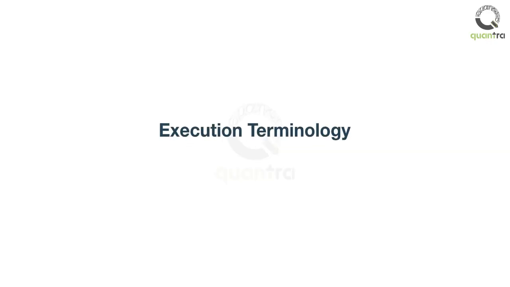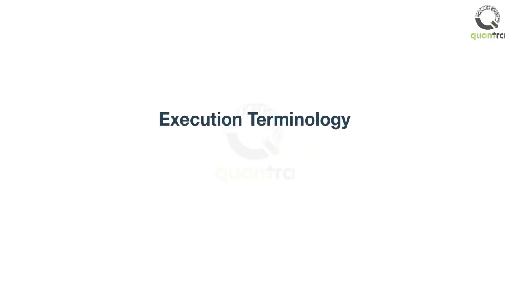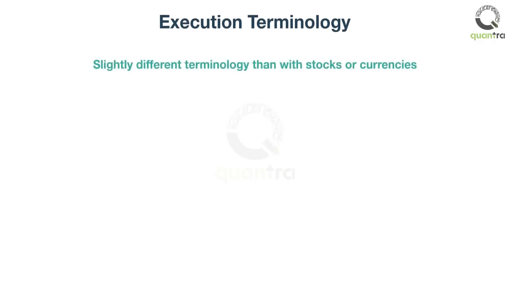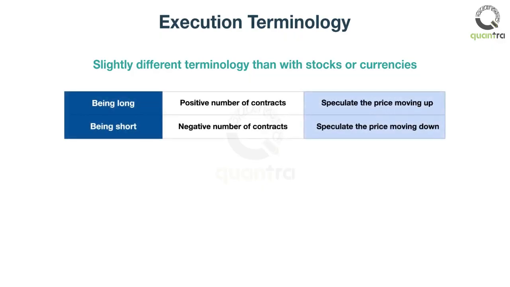Execution terminology. In the futures world, participants tend to use slightly different terminology than with stocks or currencies. In the case of placing trades, the reason for this is clarity, to avoid misunderstandings. Being long means to hold a net positive number of contracts, and thereby speculating on the price moving up. Being short would be the opposite, holding a negative amount of contracts and speculating on a decline. So far the terminology is the same as with other asset classes.